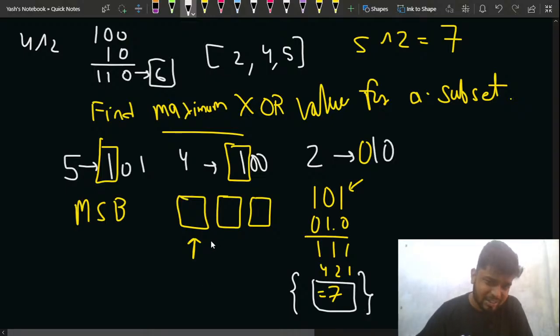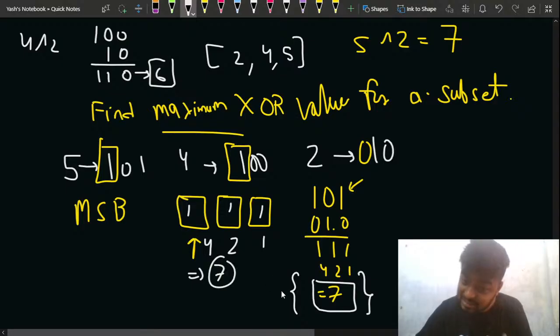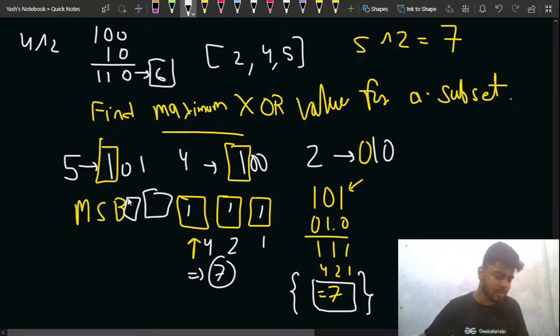because since there are only 3 digits, at most all 3 can be set. If all these 3 are set, this is 1, this is 2 and this is 4, so the answer can be maximum 7, and it is actually coming out to be 7. There cannot be any other answer, because the answer cannot be bigger than the most significant set bit allows, because all the other bits are 0, right?